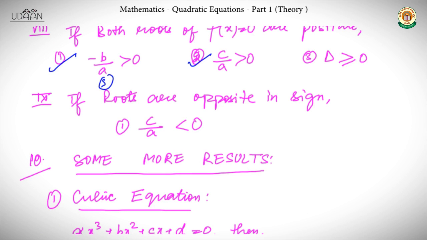And the last point: if the roots of a quadratic are opposite in sign, the product, that is c by a, should be less than 0. The sum can be positive or negative, depending on which magnitude is greater, of the positive number or of the negative number. But obviously the product has to be less than 0, because one sign will be negative and one will be positive.